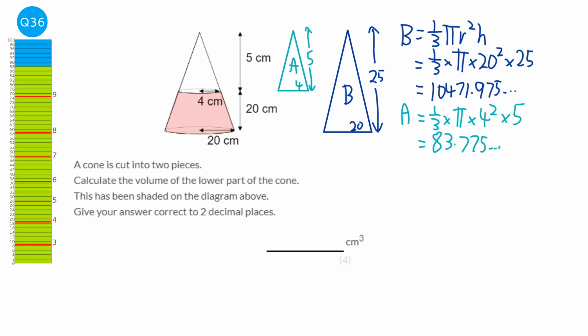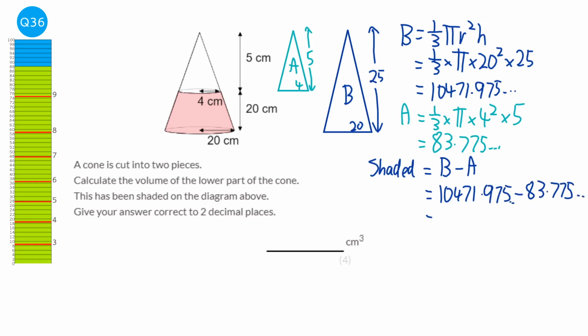So that will be 83.775, blah blah blah. So to work out the shaded bit, we're just going to do the volume for B, take away the volume for A. So it's going to be 10,471.975, take away 83.775. And all those I'm going to keep in the calculator to keep the accuracy. And that gives us 10,388.199, blah blah blah. And to 2 decimal places, it's going to be 10,388.20.